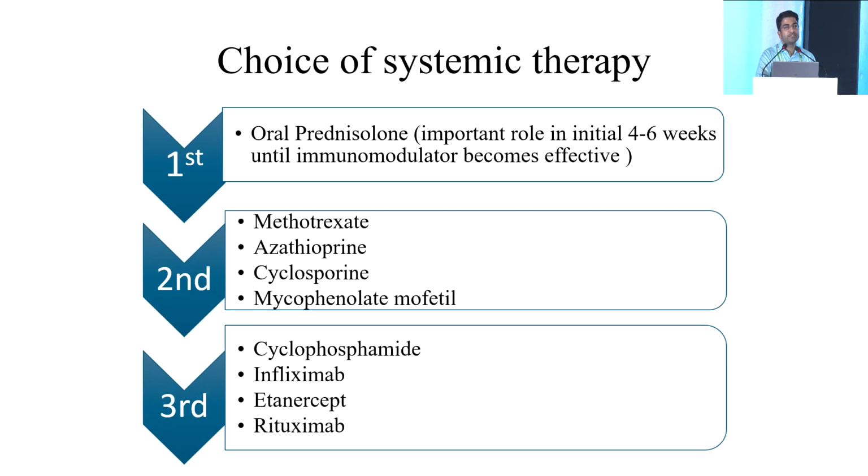So choice of therapy should be tailored depending upon the symptoms. And first choice would be oral prednisolone in the initial phases, and then you shift to a second line therapy like immunotherapy: methotrexate, azathioprine, cyclosporin, mycophenolate, or you go in for higher-end newer biological agents in cases of severe or recurrent cases, or in case you want to keep it in a remission phase.